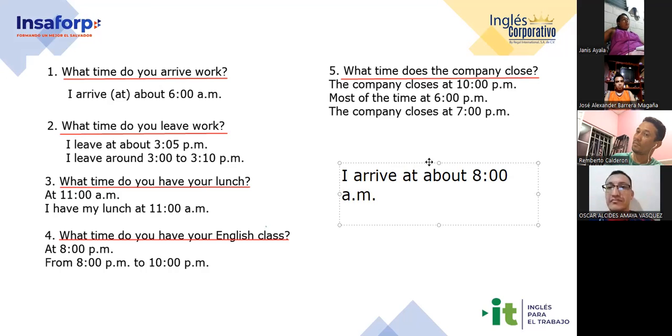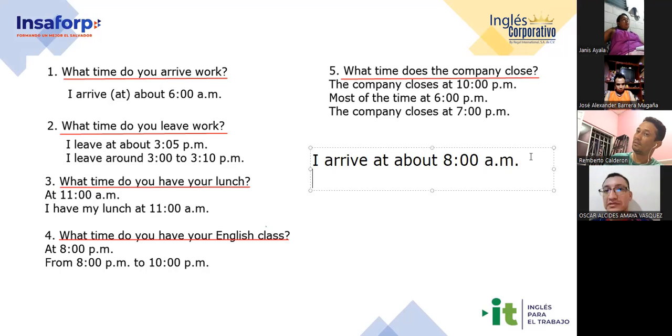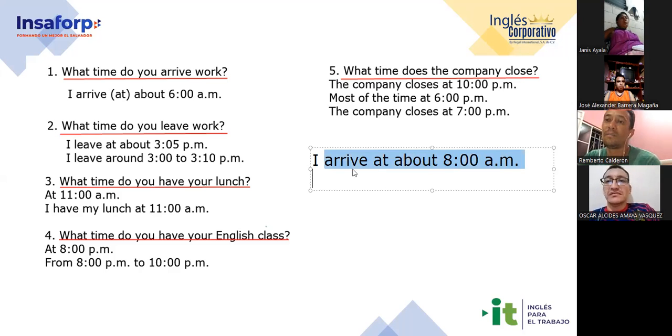Vamos entonces a tal vez hacer una corrección. No es que esté incorrecto, sino para que no se escuche repetitivo, la redundancia, ¿verdad? Podemos decir, I arrive at about 8 a.m. acá. 8 de la mañana. O podemos decir, 8 o'clock. Para no decir 8 o'clock a.m. O solo decimos 8 a.m. O solo decimos 8 o'clock. ¿Sí? Vale, primer corrección, chicos.